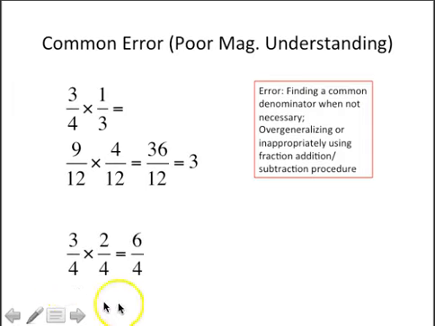This is another common error. In this case, we've got 3/4 times 2/4. The student multiplied across numerators and then kept the common denominator here constant. So what they should do is multiply across numerators and then multiply across denominators for a product of 6/16, but instead we've got a wrong product here, 6/4.